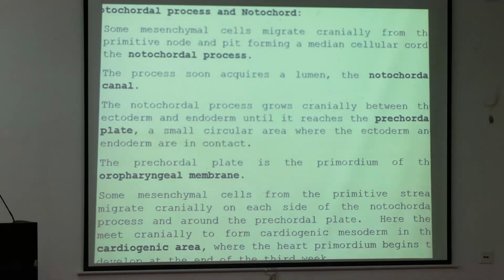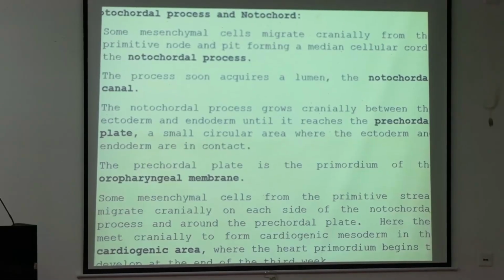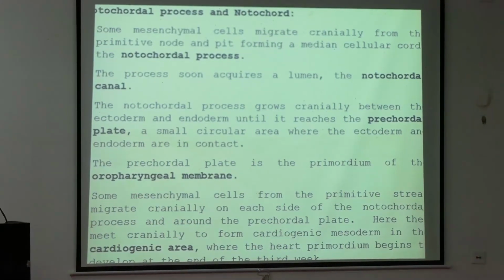So what does notochord do? Notochord is a primitive structure. Initially it is very solid, and then it acquires a lumen and becomes a notochordal canal. The notochordal process grows cranially between the ectoderm and endoderm until it reaches the precaudal plate.